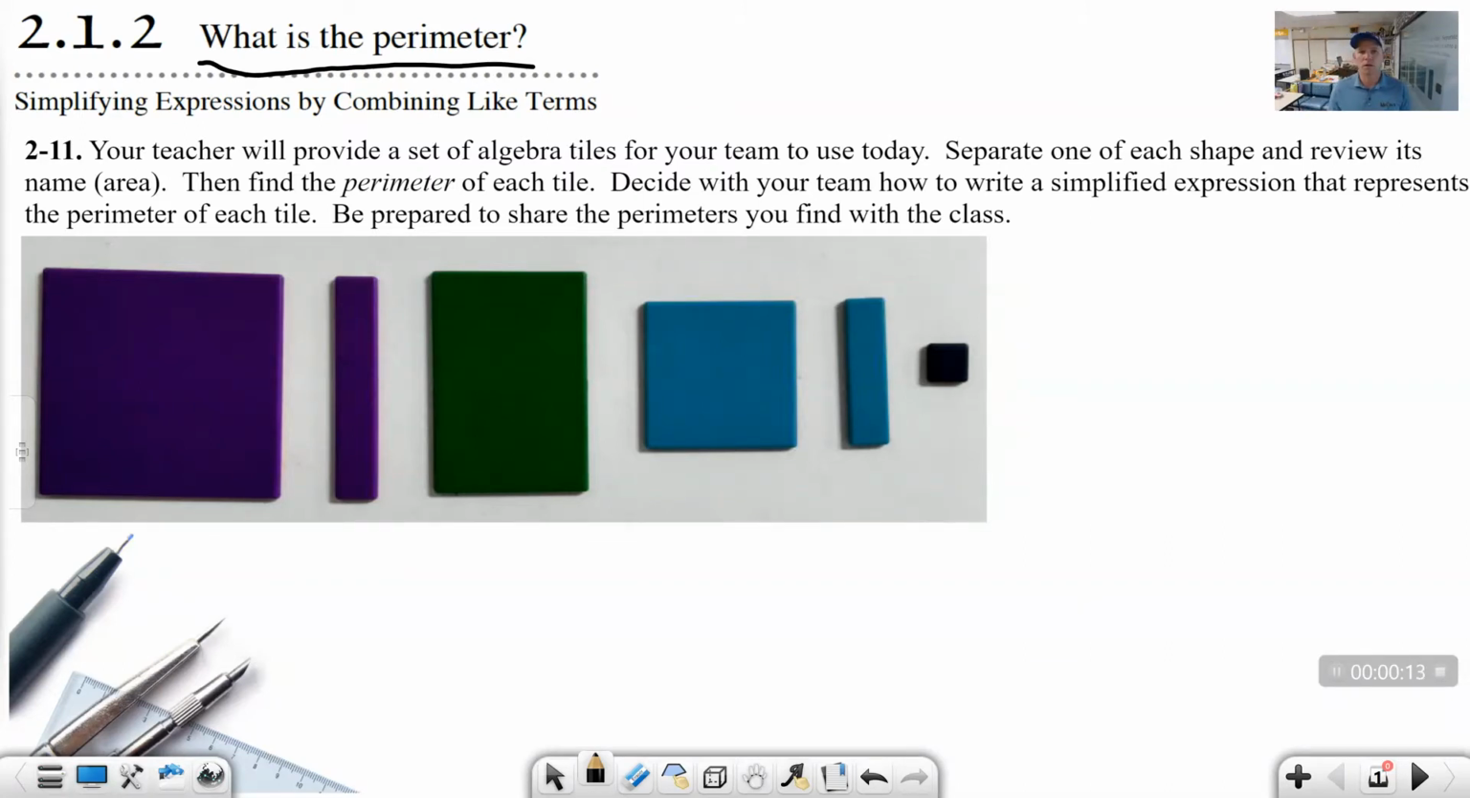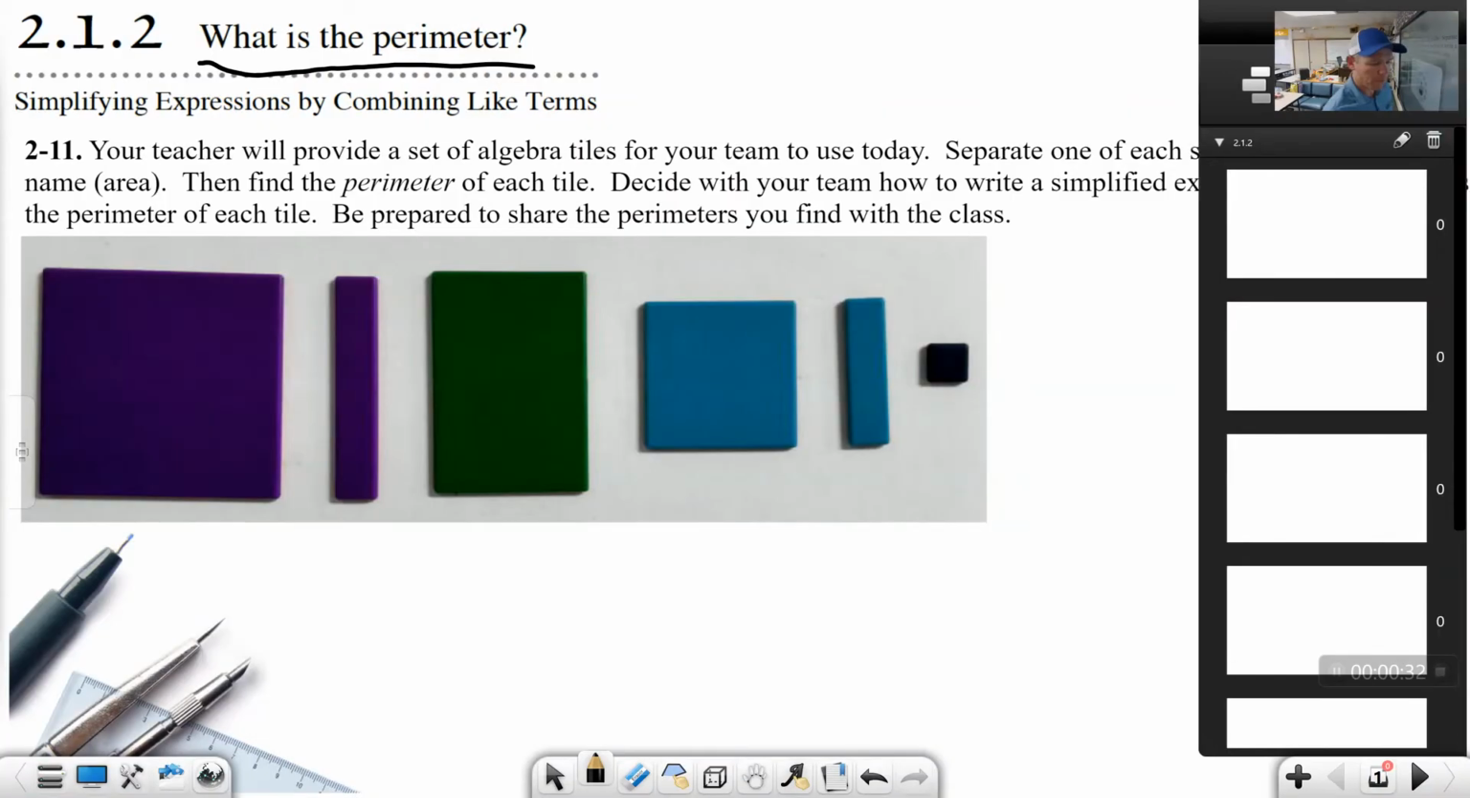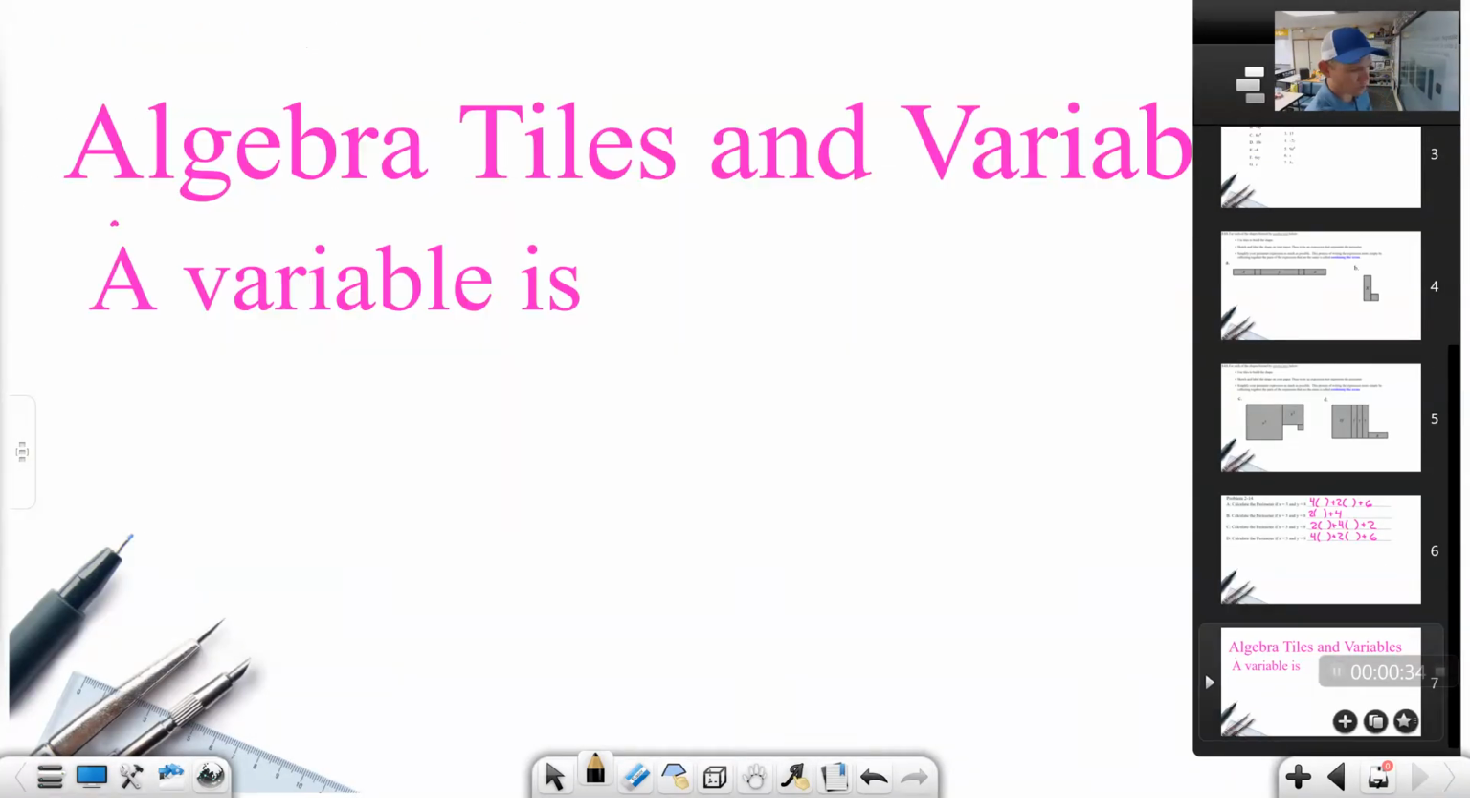Okay, and before I start talking about perimeter, I want to finish up with yesterday's lesson, problem 2-5, a learning log. What is a variable? Go back to 2-5 right now to make sure that you have what is a variable. You should have this written down on your learning log, because I need to make sure that we have this before we start today because it helps us out with perimeter.